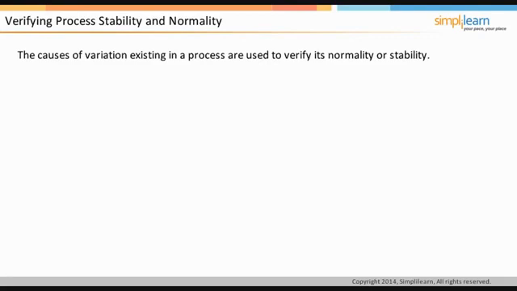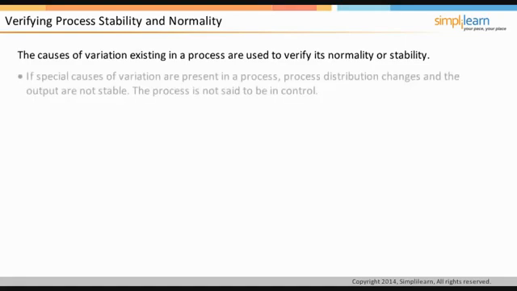We will learn about verifying process stability and normality in this screen. Based on the type of variation a process exhibits, it can be verified if the process is in control. If there are special causes of variation, the process output is not stable over time. The process cannot be said to be in control.